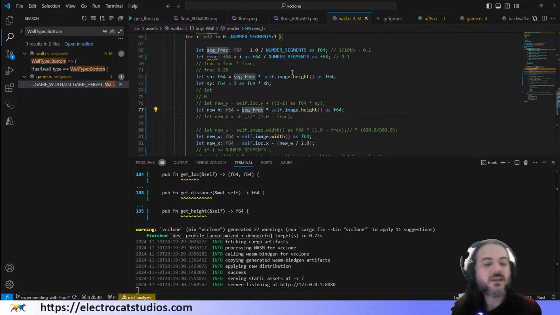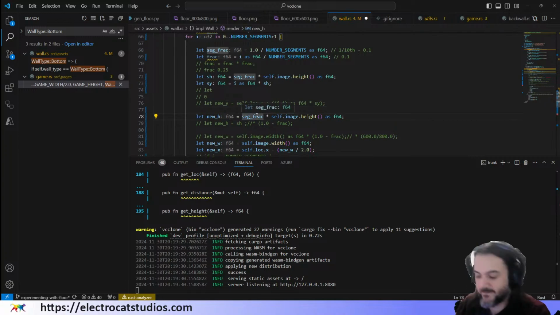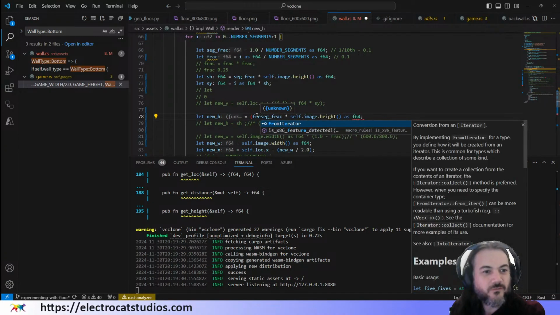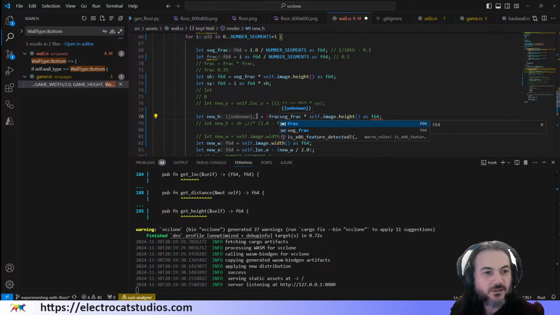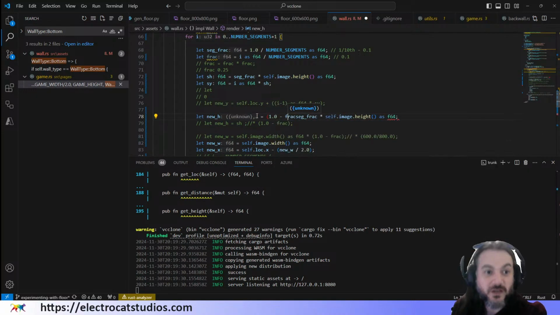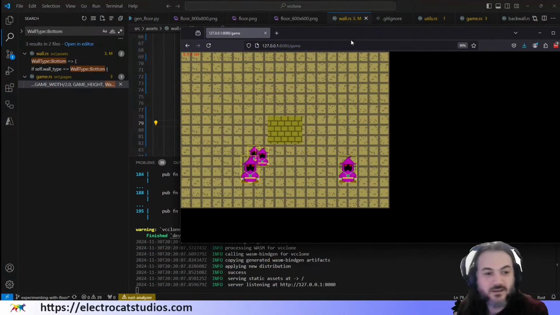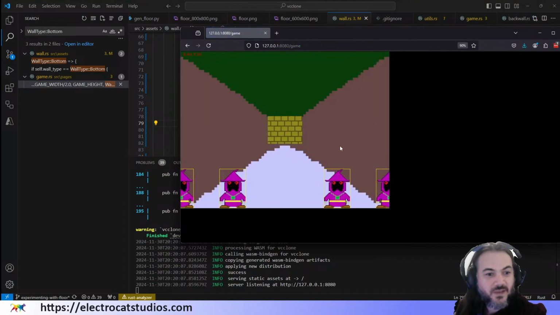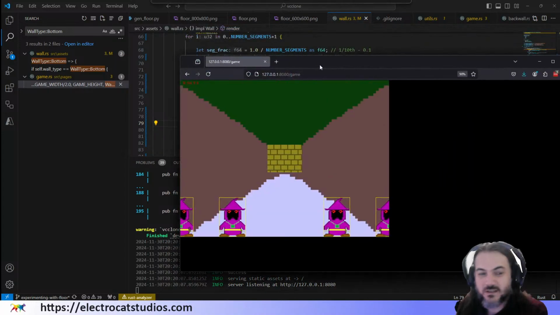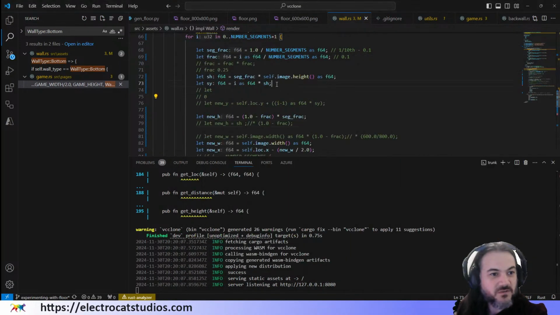Okay, and then the new height needs to be 1.0 minus fraction times the segment fraction. Yes, there we go. Shouldn't be using the image height at all in that calculation. Okay. That's disappeared completely now. What's going on there? Are we dividing by 0 somewhere or something?